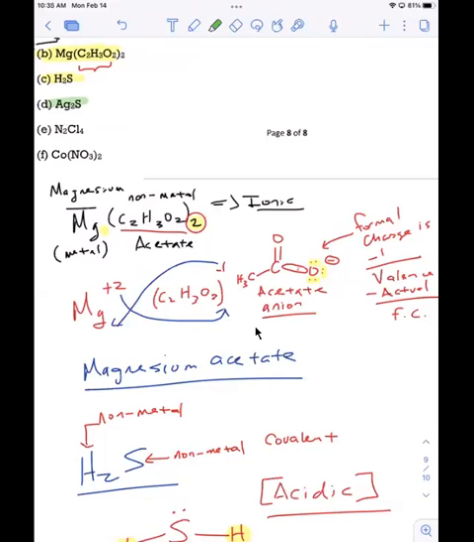All right, so we got Ag2S. Silver is a transition metal. And then sulfur we know is a non-metal. Is that right?